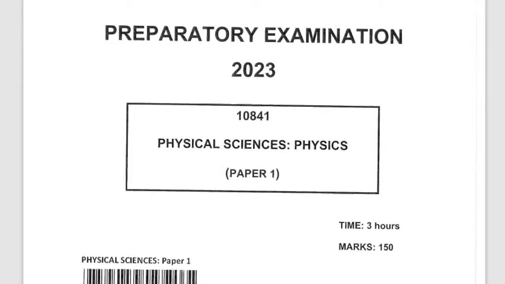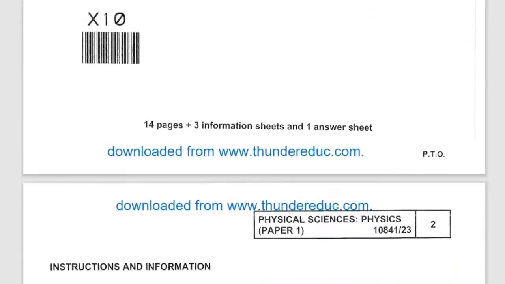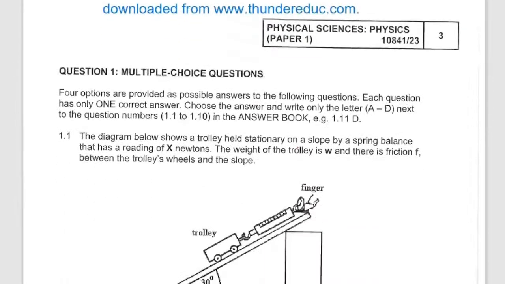The duration is 3 hours. Let's start with question number 1. Question 1, they're telling us options are provided as possible answers to the following questions, and each question has just one answer. Here we must choose one and then indicate what we have.